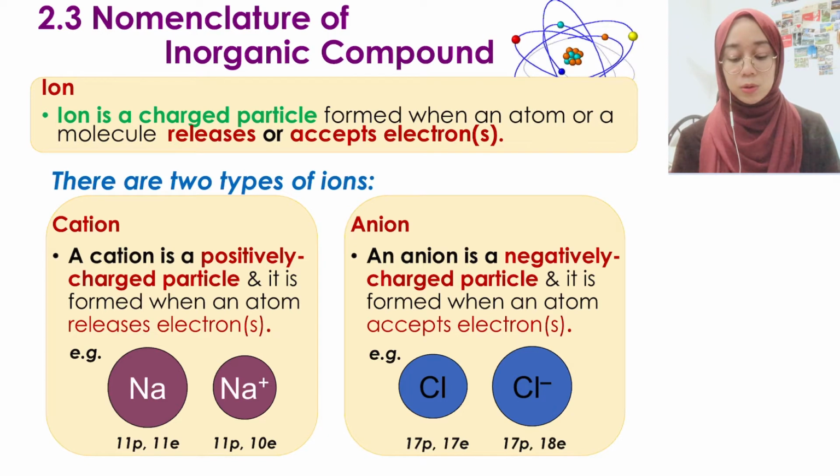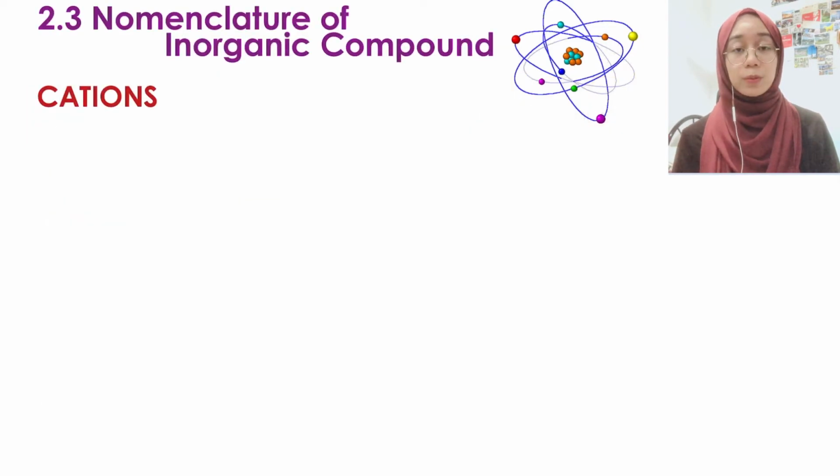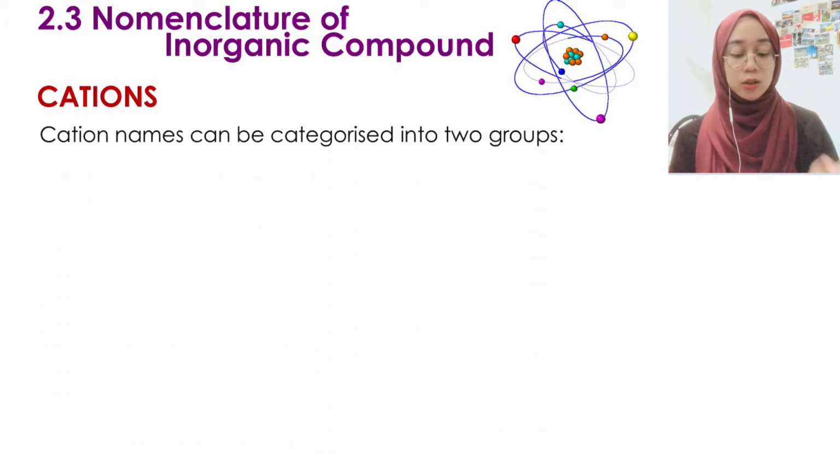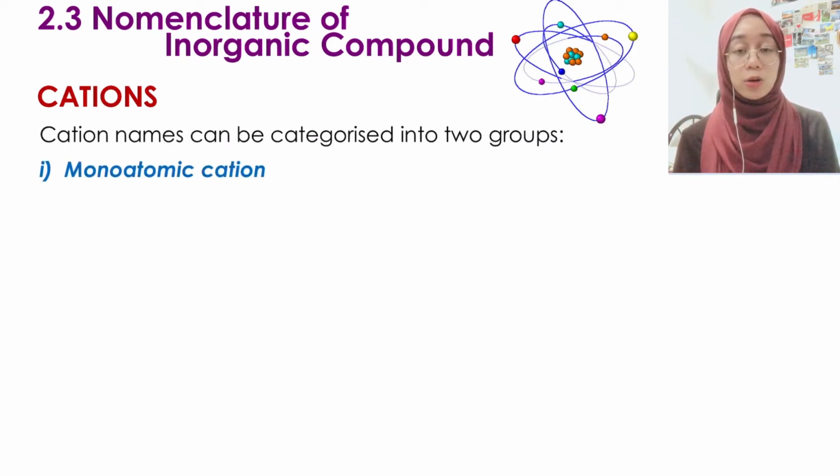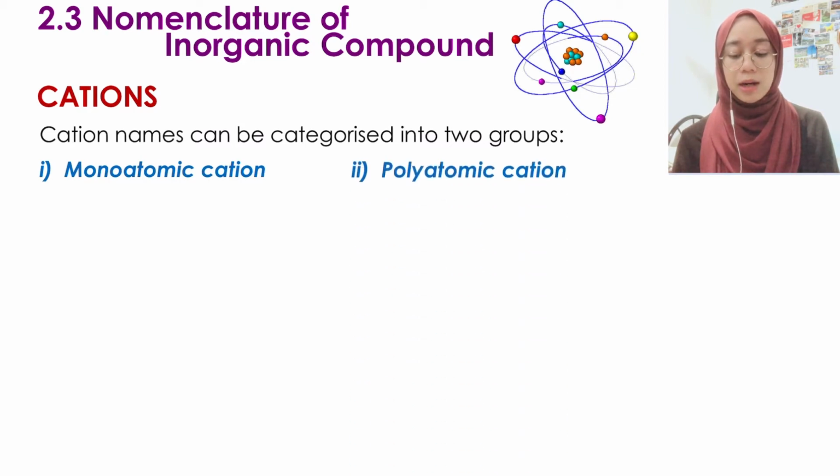So yeah, kita tengok pula in terms of how to name the cations. Kita tengok untuk cations dahulu. Cation names can be categorized into two groups. The first one is monoatomic cation. Mono bermaksud satu atom. Satu lagi adalah polyatomic cation. Poly bermaksud banyak kan, so polyatom bermaksud ada beberapa atom. Before kita tengok kepada monoatomic cation, kita tengok dulu polyatomic cation.